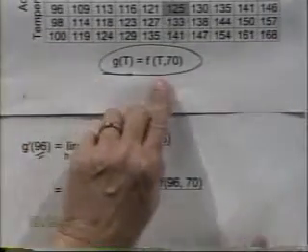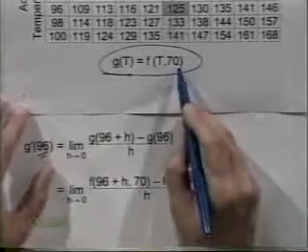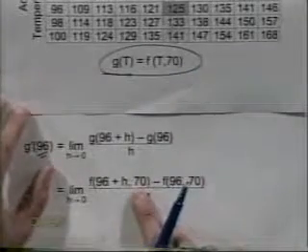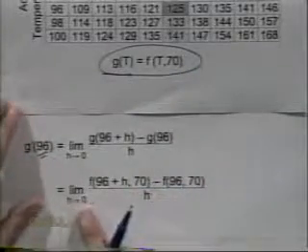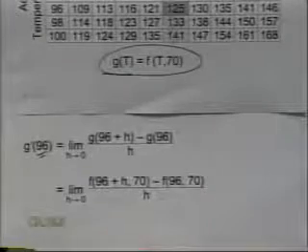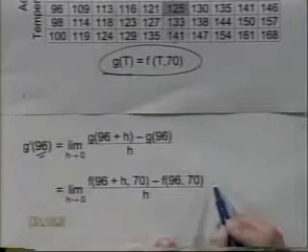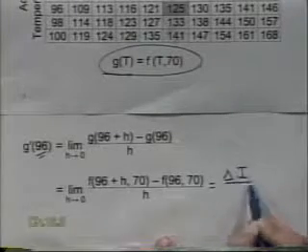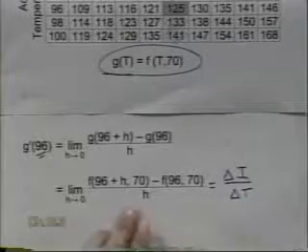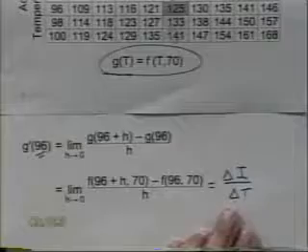And since we had g of t equal to f of t comma 70, we're plugging in 70 for our humidity. We'll have the limit as h goes to 0 of f of 96 plus h comma 70 minus f of 96 comma 70 all over h. So in other words, what we're doing is taking how the index changes over how the temperature changes and letting the change in temperature go to 0.